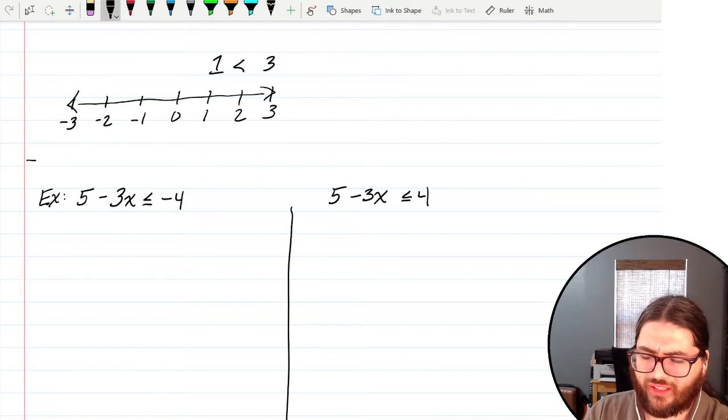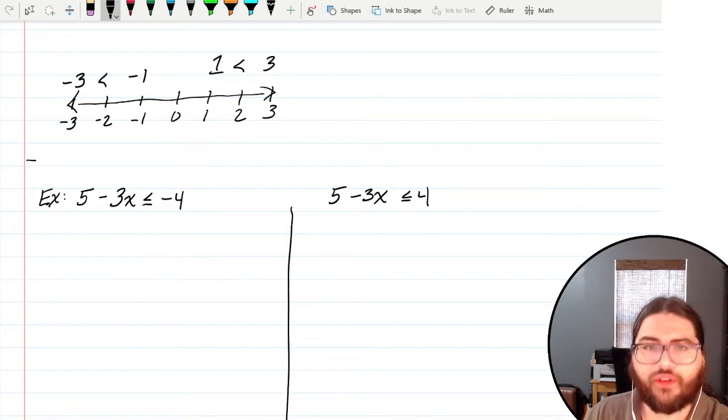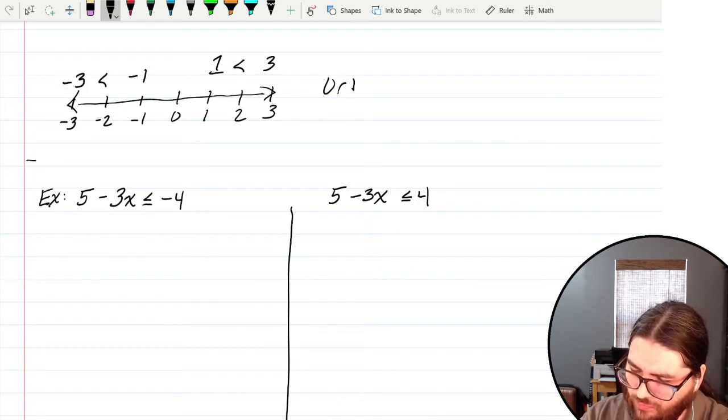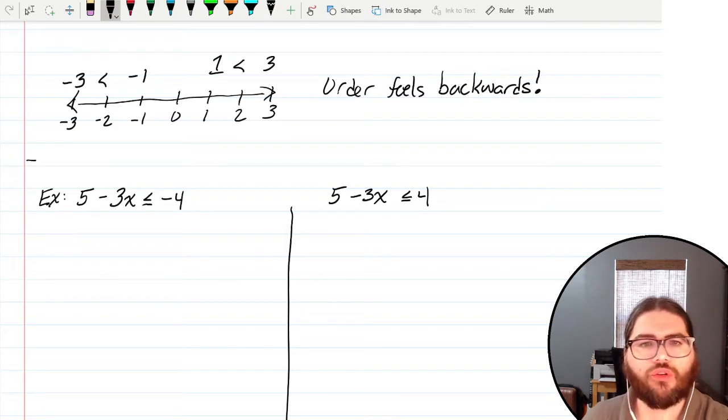But the negative numbers are exactly the other way around. Negative 3 is less than negative 1 because it appears on the left side. And so the order for the negative numbers seems backwards from the positive numbers. And because the order feels backwards, we're going to have to take that into consideration whenever we solve our inequalities.